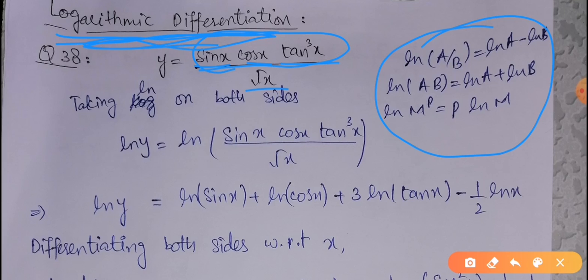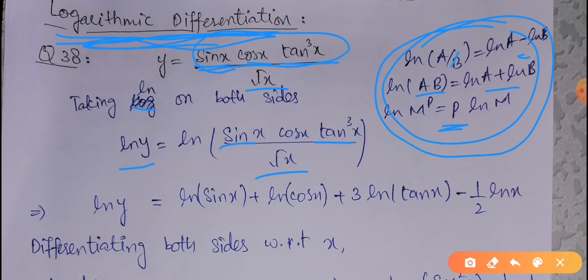So in logarithmic differentiation, we apply ln on both sides of the function. So ln of y is going to be ln of sin x into cos x into tan cubed x over the square root of x. Now we will apply these properties: when we have a quotient, we put the sign of minus. For a product, we use addition, and when we have some power, it comes in the coefficient.